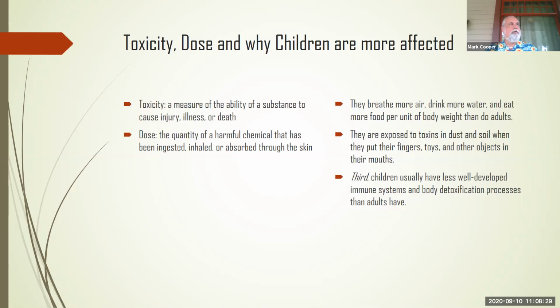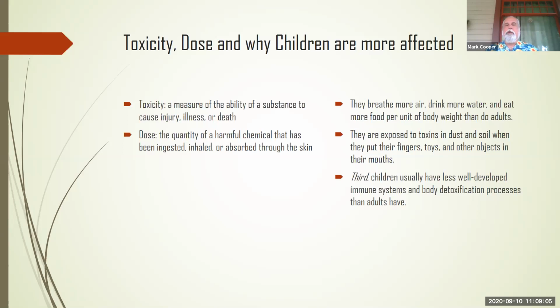And we find out children are more affected because they breathe more air. They're smaller, but relative to size, they take in more water, more air, more food per body size, which means that their cells are getting higher doses of everything, and unfortunately things like BPA and toxins. And they're exposed more. They're closer to the ground, and they put everything in their mouth. So there's another issue there. And then the third is their immune systems are less developed.